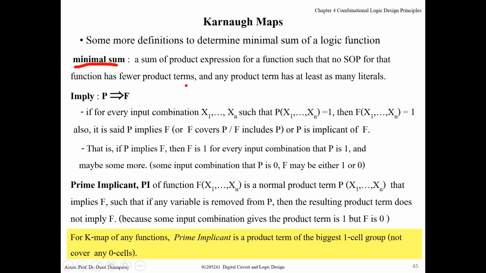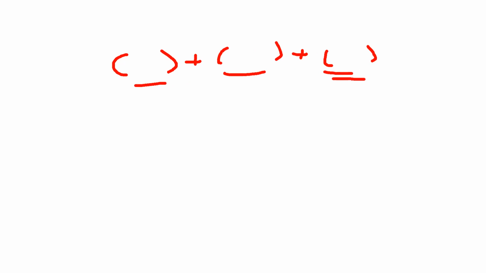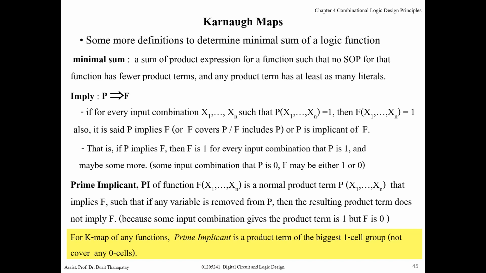Namely, it is written in sum of product terms, where each term is a product term. For a minimal sum, you have the smallest number of product terms, and each product term has the smallest number of variables. And for imply, here product term P implies function f.